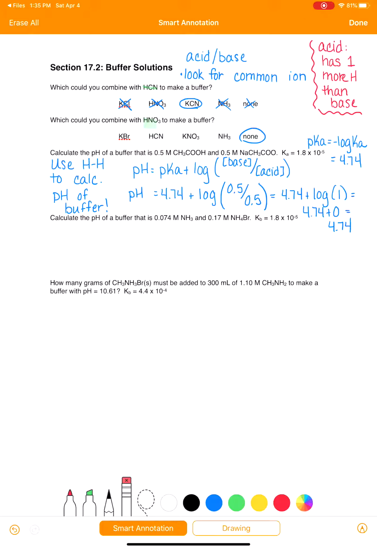There's a reason for that. It's not random. The acid is a hydrogen donor. So the acid has that extra hydrogen to donate. Let's try this again with the second problem. Calculate the pH of a buffer. So that means we're going to use Henderson-Hasselbalch. pH equals pKa plus the log of the base concentration over the acid concentration.